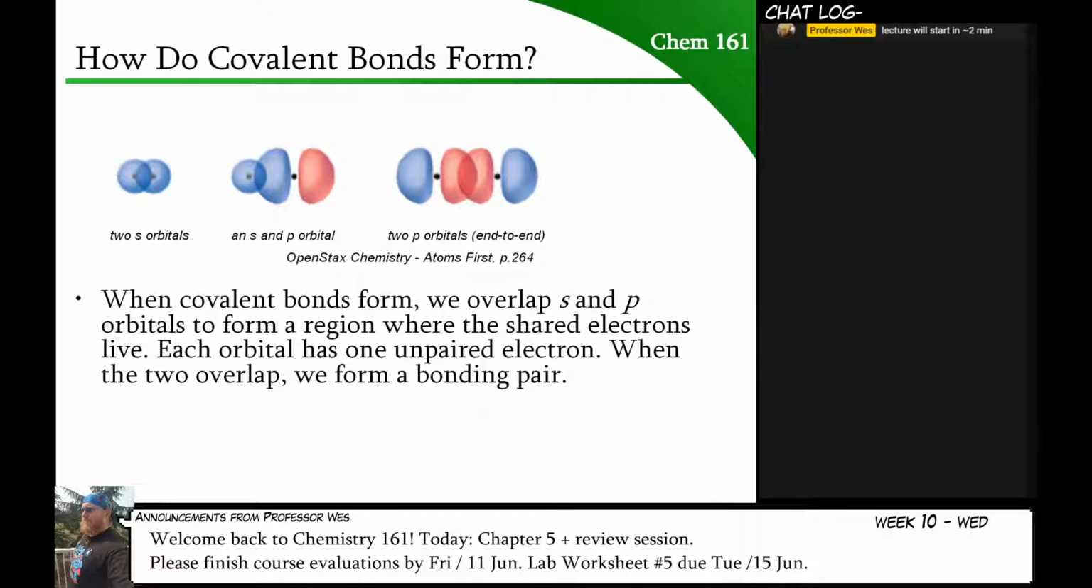Now, these pictures are a little more effective at showing where that overlap occurs. So here's my two s orbitals. The bond goes right there. So my electrons for my bond would go in this overlapping space, and they'd go here, and they'd go here.